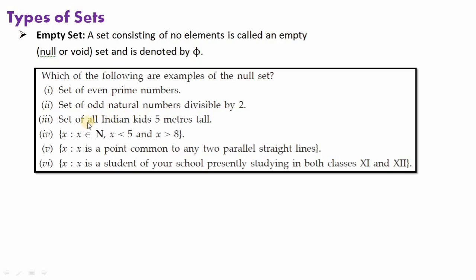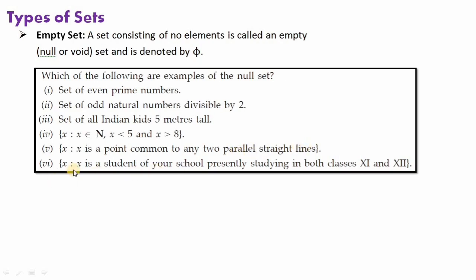Number 3 says set of Indian kids 5 meters tall. Obviously this is not possible, isn't it? So that's why this is also empty. Okay, so next is a set containing element x such that x has to be less than 5 and greater than 8. Can this happen together? No, right? At one time x cannot be less than 5 and greater than 8. So that's why this is also empty set. Remember that. X is a point common to any two parallel lines. Or in other words, x is a point of intersection of two parallel lines. Is this possible? No, right? So this is also empty.